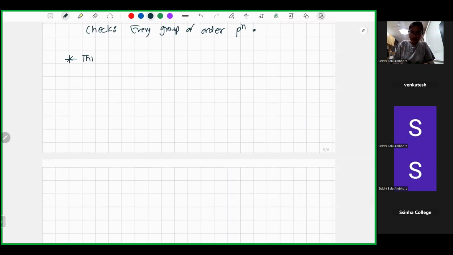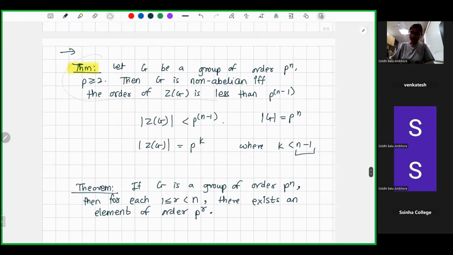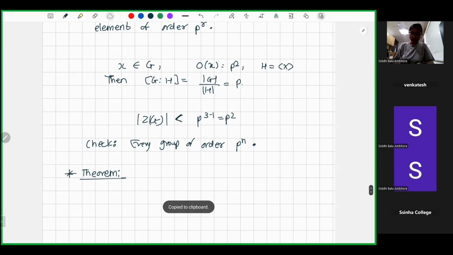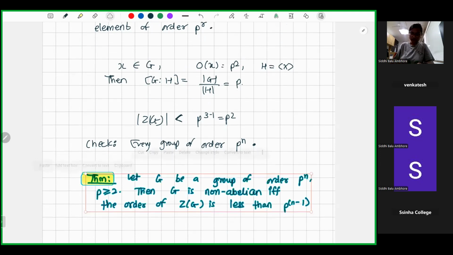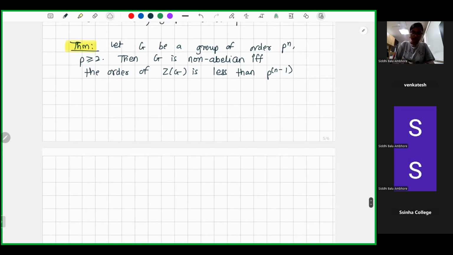That is because this theorem also uses class equation and other things about group action. So let us understand that. Let me just copy this theorem here. We will try to prove this.